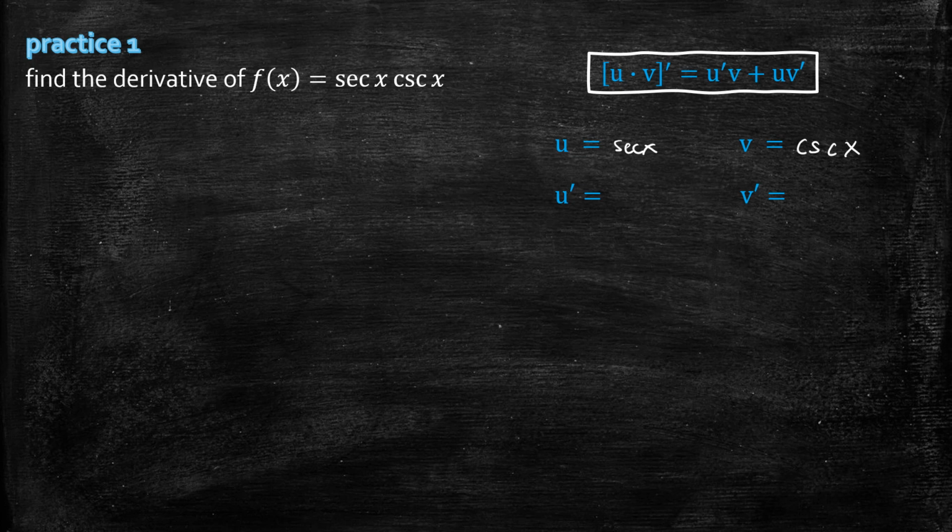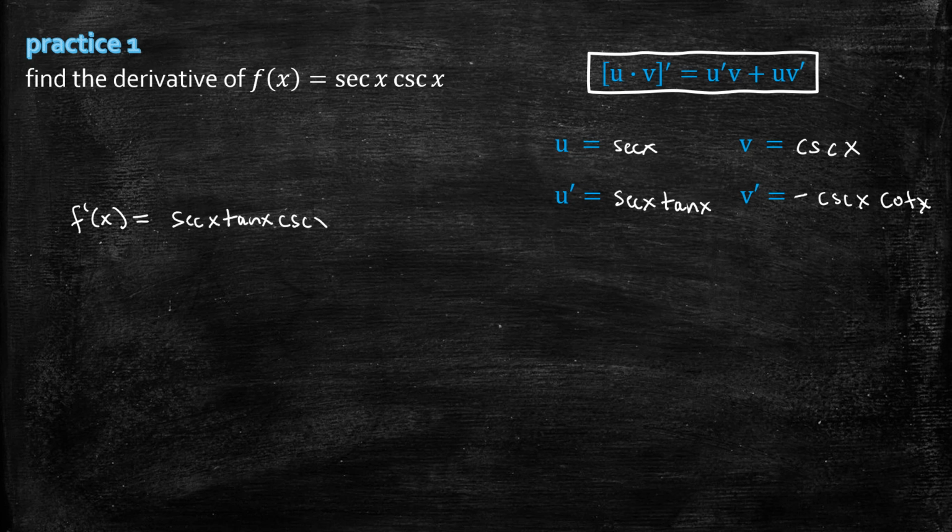Now we learned that the derivative of secant x is secant x tan x, because tan x and secant x always go together. And the derivative of cosecant x, don't forget the negative, also begins with cosecant x, and this gets paired with cotangent x. Okay, now we can put it together, and f prime x equals u prime v as our first part, so that's the same diagonal thing going on. So u prime v is going to be secant x tan x times cosecant x.